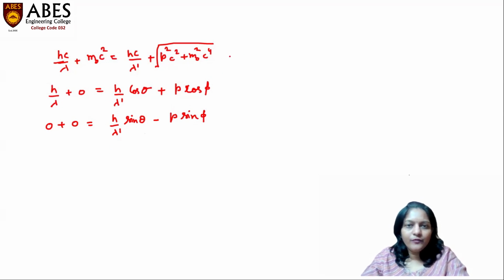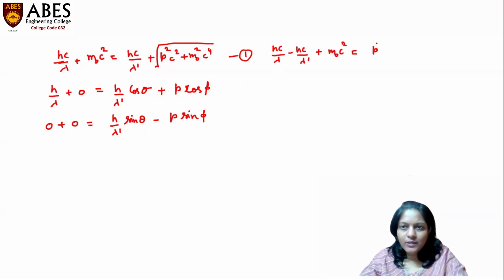So with the help of the first equation, what will we do? hc by lambda minus hc by lambda dash plus m naught c square is equal to the square root of p square c square plus m naught square c4.